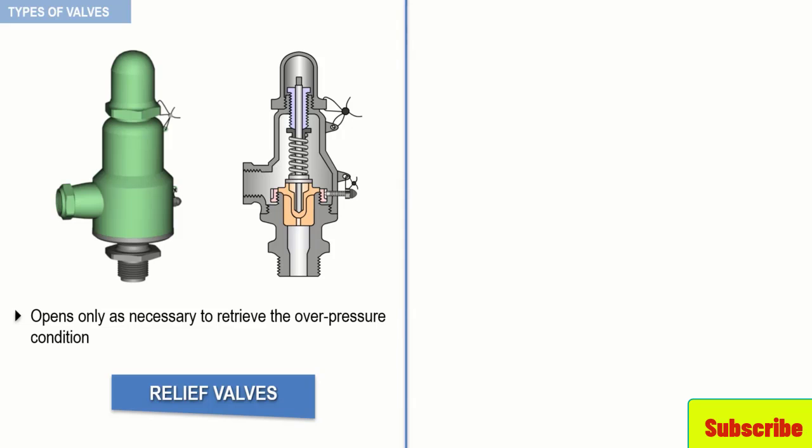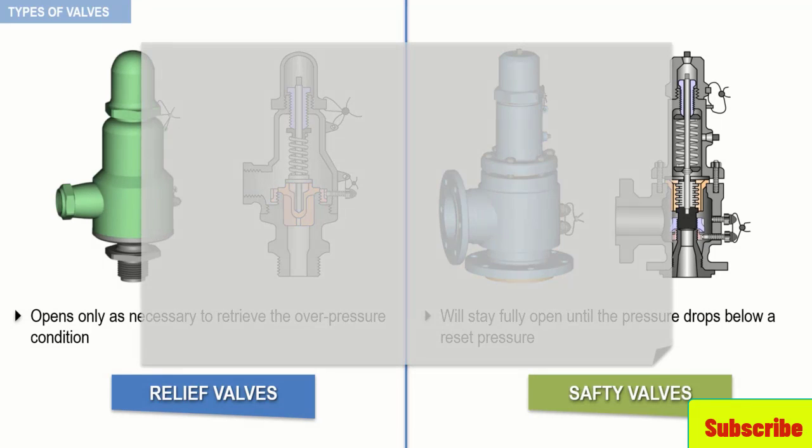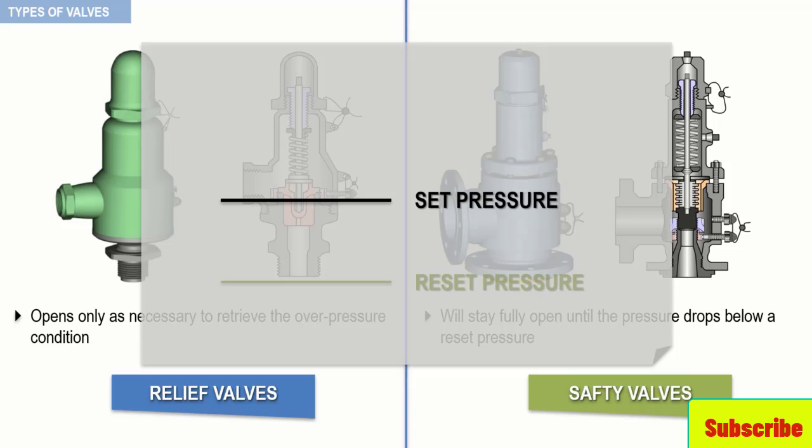A safety valve, as illustrated here, rapidly pops fully open as soon as the pressure setting is reached. A safety valve will stay fully open until the pressure drops below a reset pressure. The reset pressure is lower than the actuating pressure set point. Take a look at the following simplified diagram. If this is our set pressure, then the reset pressure is located here.